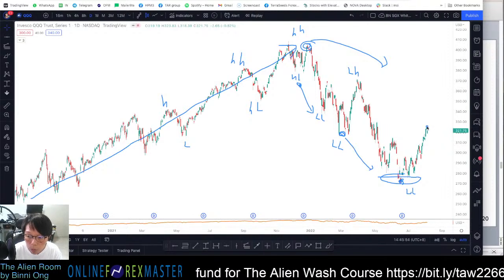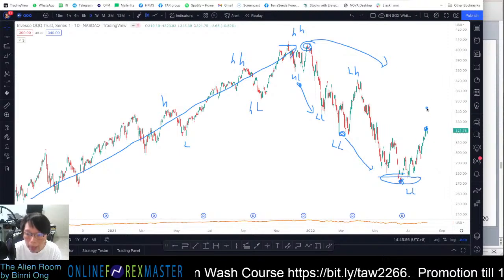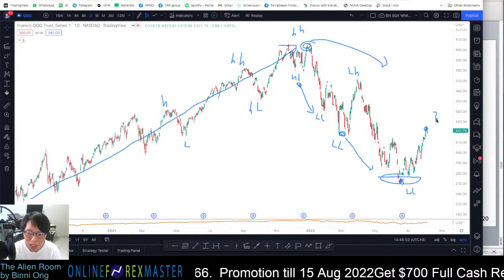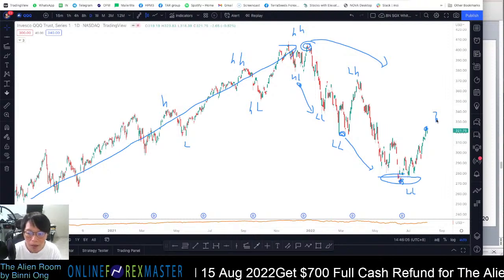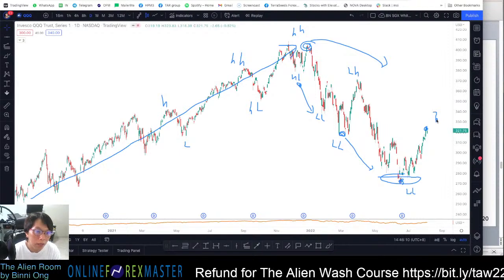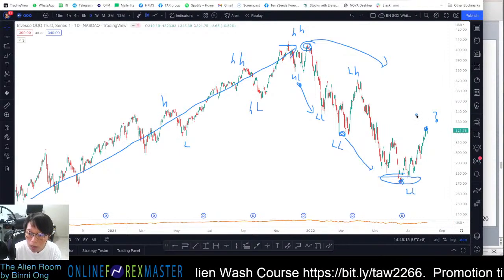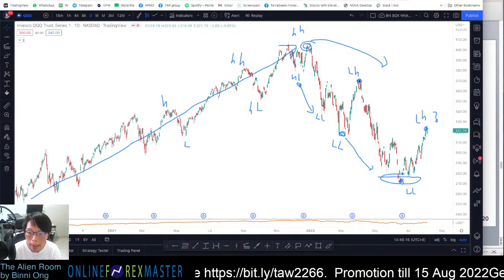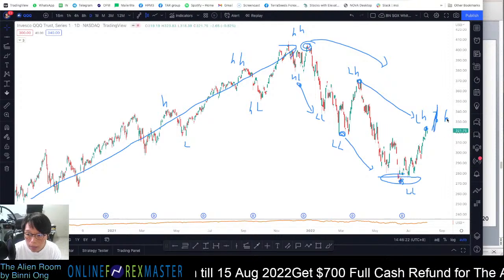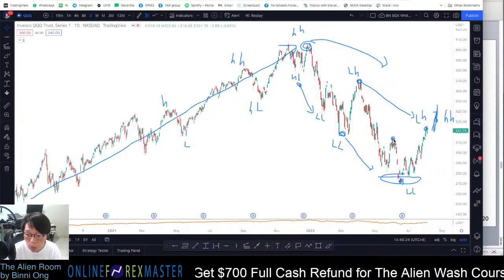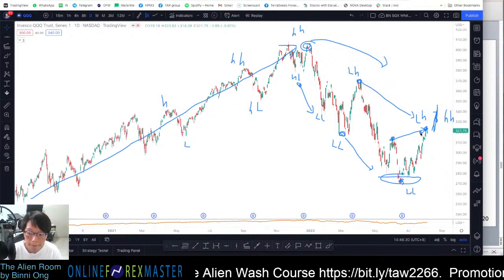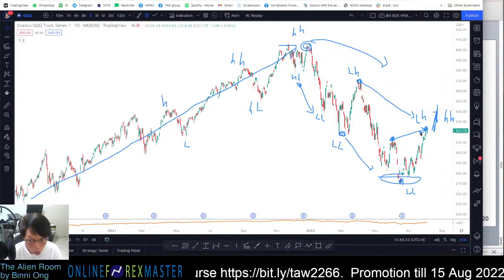Second, this point here is where we start to be concerned. Is this point a high? Yes, it's a high. But is it a higher high or a lower high? That's the biggest question here. Is it a lower high if you compare with this one, or a higher high if you compare with this one? See that? It's about your perspective, where you start to compare. So nobody knows.